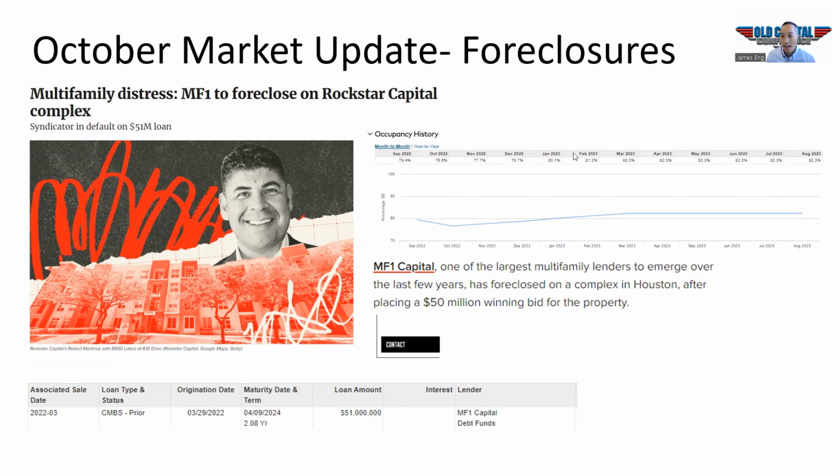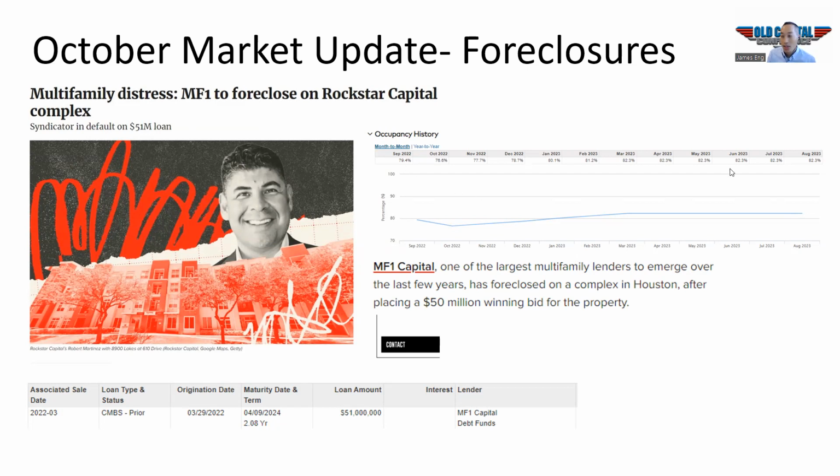But when we look at the occupancy history, this is coming from Yardi, it has just struggled since they purchased the property. I just looked at the last 12 months. It really couldn't get above 82%. And this is probably a floating rate loan. Whether or not they bought an interest rate cap, I do not know.